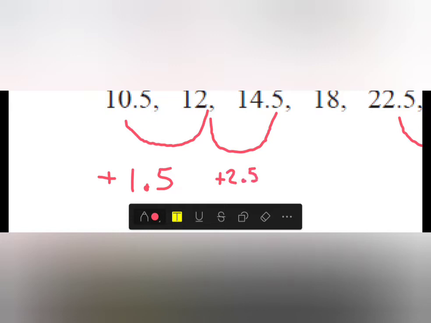So positive 2.5. And then the 14.5, how did it become 18? So 18 minus 14.5. So positive 3.5. And then the 18, how did it become 22.5? So 22.5 minus 18 equals 4.5. So positive 4.5. Now, when you take a look at this sequence, you'll notice that D1 is not the same. So it's not arithmetic. So I need to find D2 to help me find the next term of the sequence.